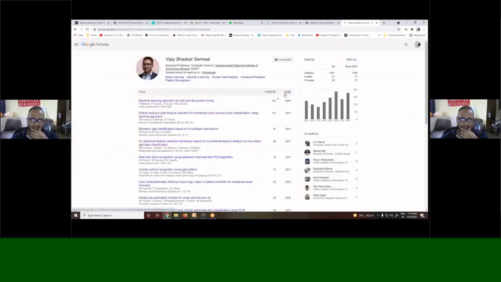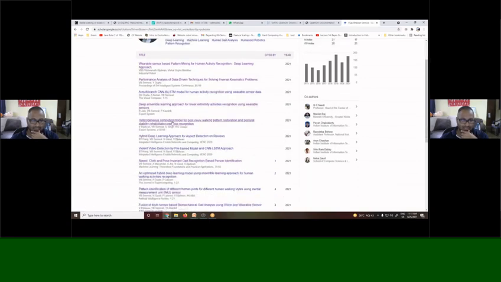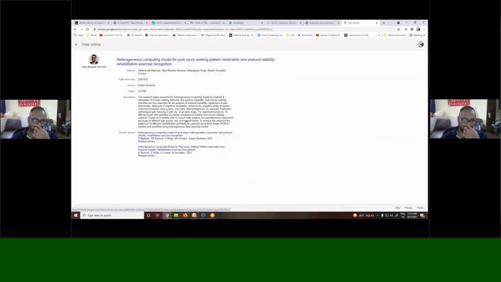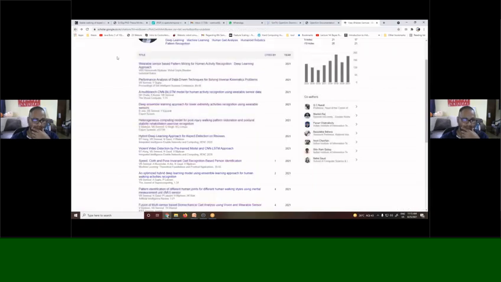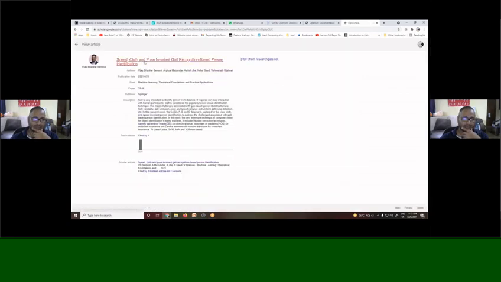You can see recent work like wearable sensor-based pattern mining for human activity recognition. This is a heterogeneous computing model for post-injury human walking pattern restoration and posture stability of the human skeleton. It is published in Expert Systems. So different work has been done. You can see speed, cloth, and the four invariant gait walking.